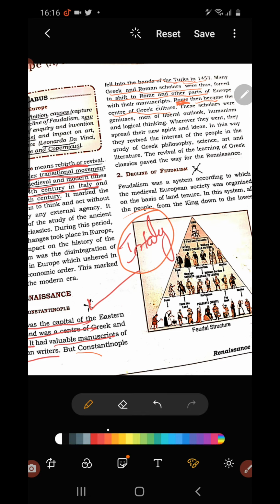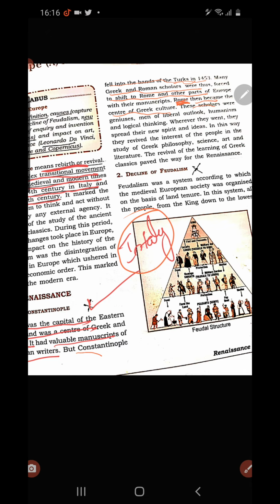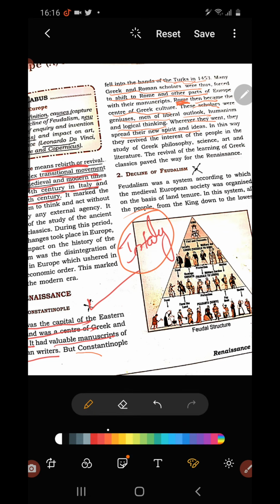So Greek culture means these scholars started spreading Greek and Roman classics. These scholars were genius men with a liberal outlook, humanism and logical thinking. Wherever they went, they spread their new spirit and ideas. A number of scholars who were in Constantinople were forced to move, and they spread their new ideas wherever they went.